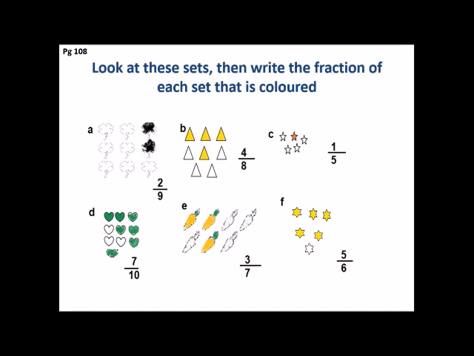In part B, how many total triangles are there? 8. How many triangles are colored in yellow? 4. So what would be the fraction? 4 by 8. Likewise, you have to solve all the parts and tally your answers with the solution.